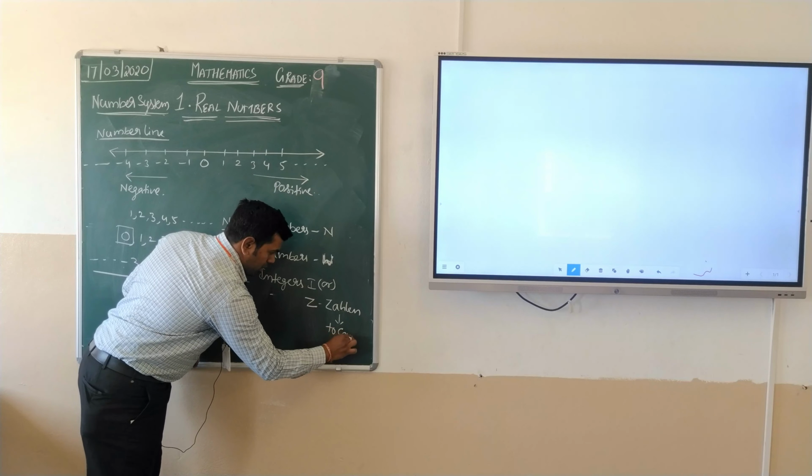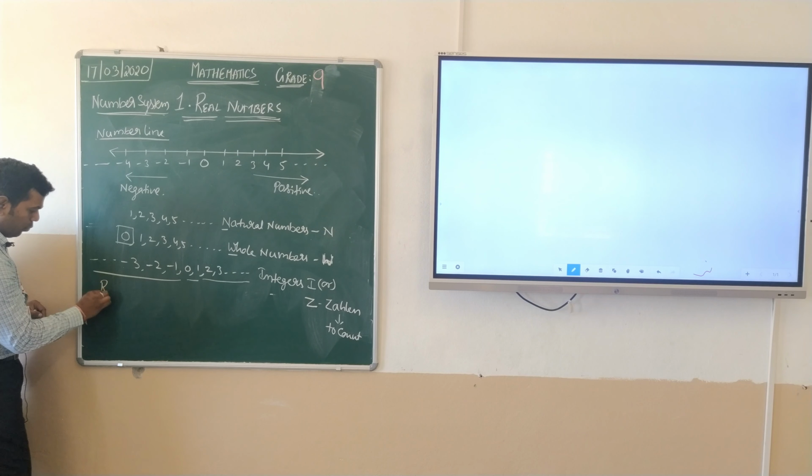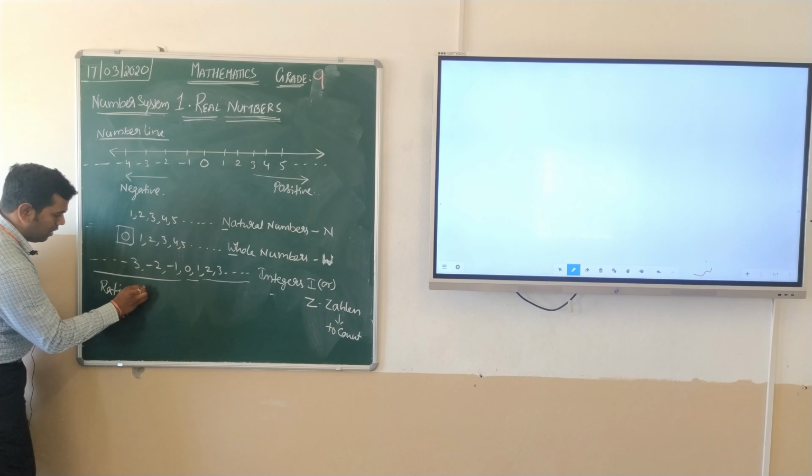In German, we call it Zahlen, Z for Zahlen, which means to count. That is the letter that they gave for the set of integers, which contain 0, the positive, and the negative numbers. Together, we call it integers. So these are the sets which you already learned in your lower grades: natural numbers, whole numbers, and the integers. If you observe here, all these natural numbers are there in the whole numbers, and all the whole numbers are there in the integers. Then comes the new one, your rational numbers.